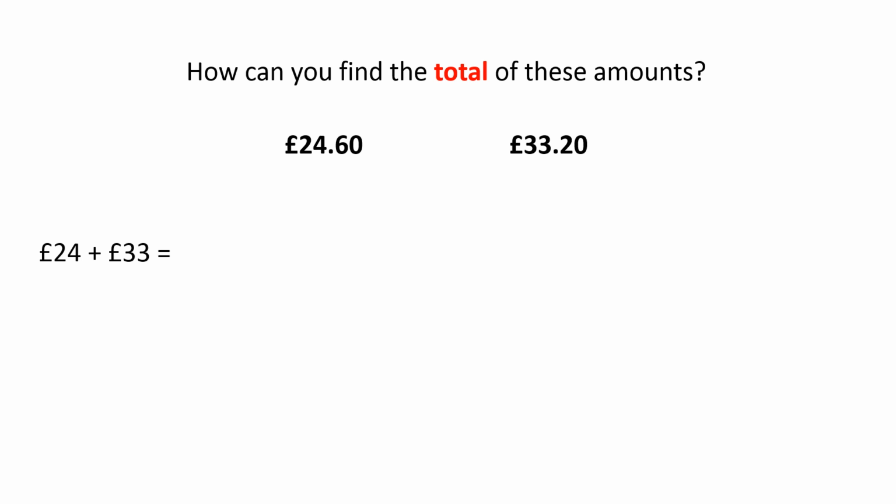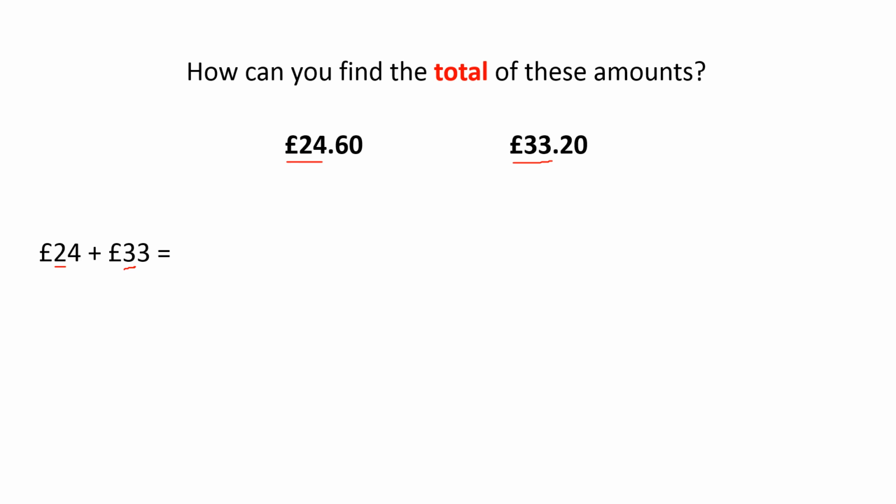So we have £24 and £33. How can you add this? Can you add this in your head, mentally in your head? Try this now. So you can do some partitioning. So you can do this 2 and the 3, so they represent the tens. So 20 plus 30, which is 50. Well done if you got that correct.